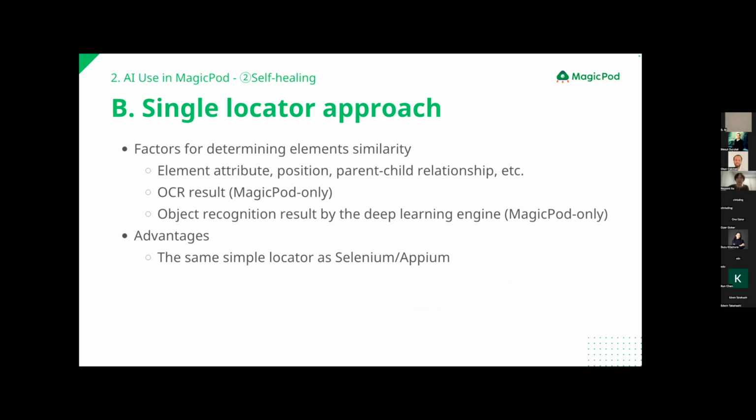First, various UI tree information such as attributes, position, parent, and child are used. Also, OCR results and object recognition results are used to determine the similarity. I guess the use of OCR and object recognition is unique to MagicPod. I think many tools use OCR, but I don't know of a tool using OCR and object recognition technology for self-healing.